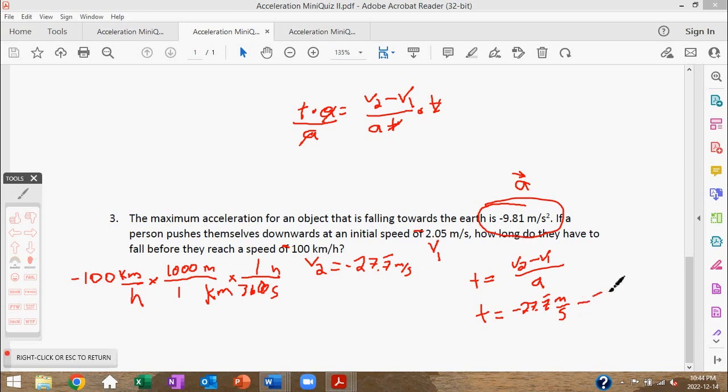Minus, here we've got negative 2.05. So there's really two tricks to this. Number one, make sure you change your kilometers per hour into meters per second. And the second trick is to remember that it's downwards with a speed of 2.05, so that's negative, and the speed of negative 100 kilometers an hour, because that's downward as well. So we should be looking at this, and this is our vector form of the equation. All right, and this is all divided by negative 9.81.